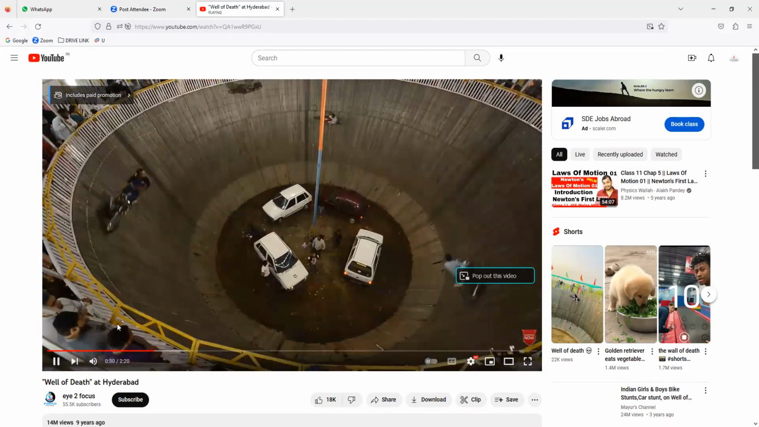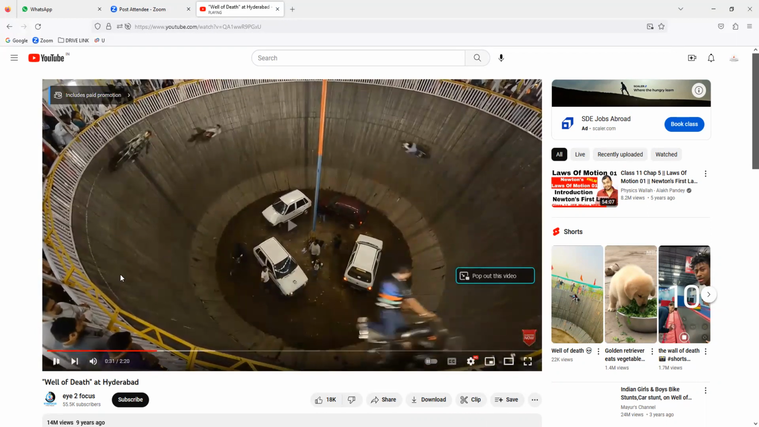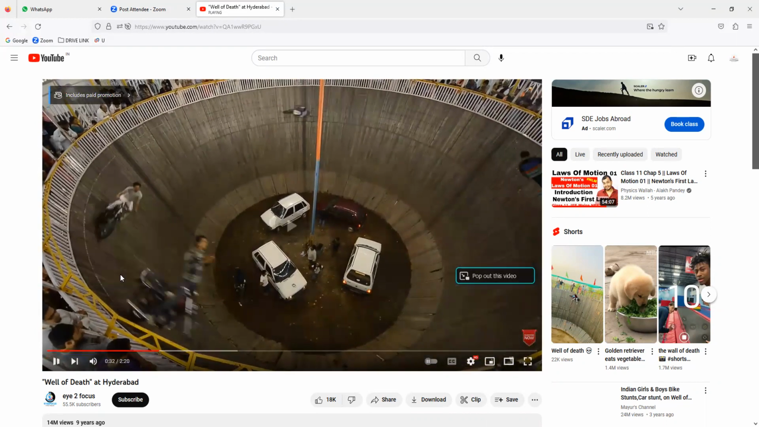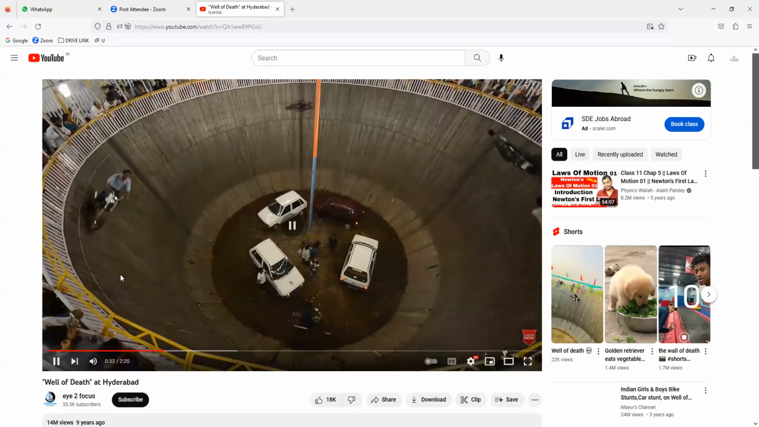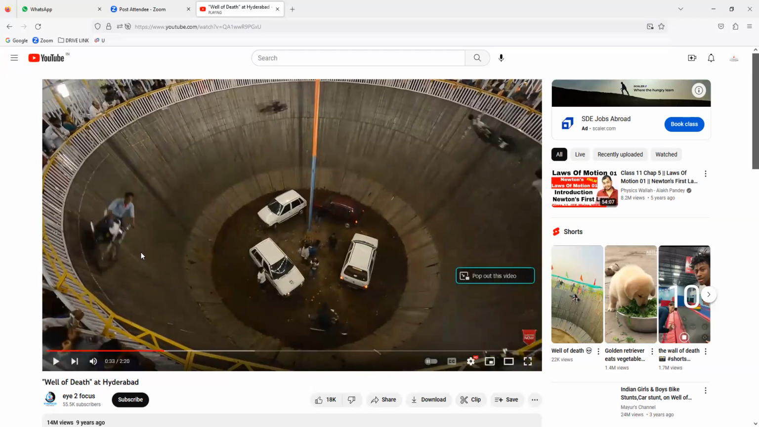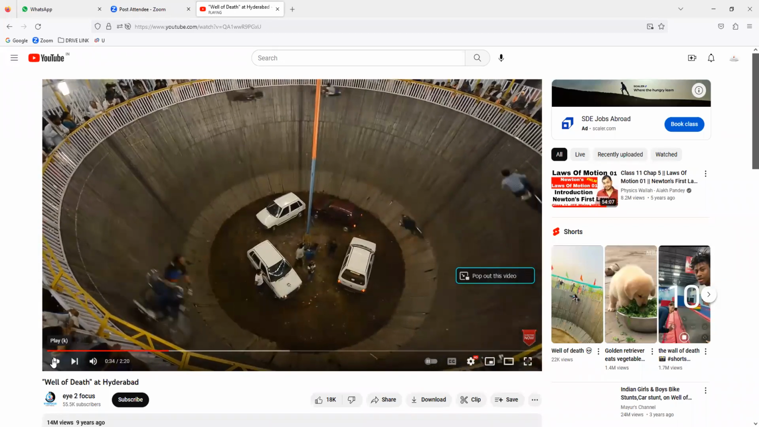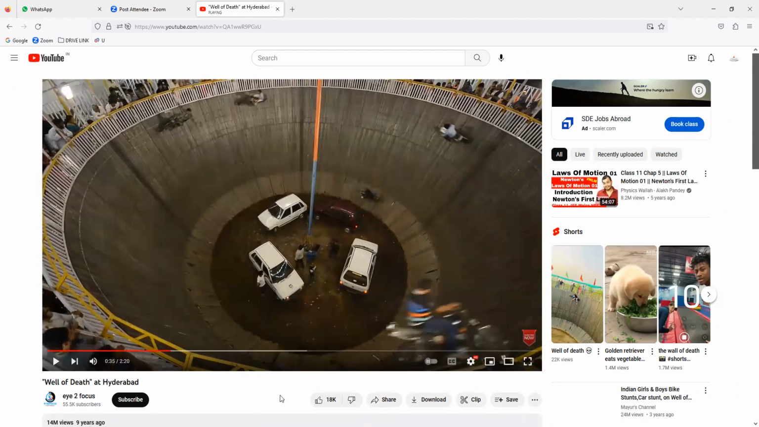This is only the bottom. This is what we call the well of death, or we can say death well. Now, here I will pass the person. Observe very carefully. This person will take. Imagine this is the person now.